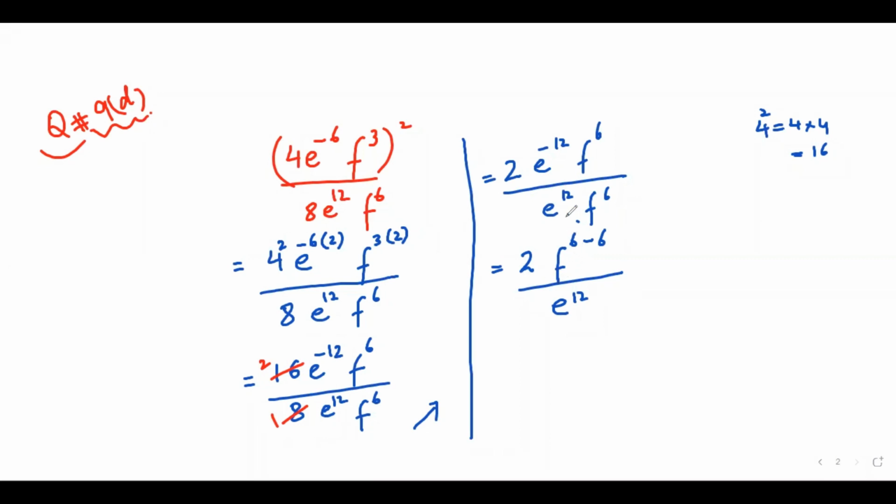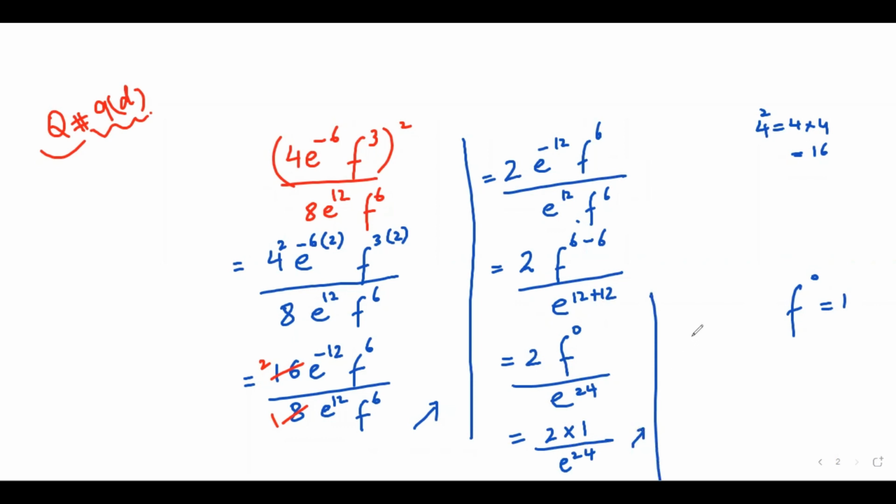2 f raised to power 6 minus 6 and e raised to power 12. When I bring this minus 12 downward, it becomes plus 12. And the answer of this question will be 2 f raised to power 6 minus 6, which is 0, over e raised to power 24. And we know that anything to the power 0 is equal to 1. You have to show that step: 2 into 1 over e raised to power 24. And your final answer is going to be 2 over e raised to power 24. Can you please check the answer?